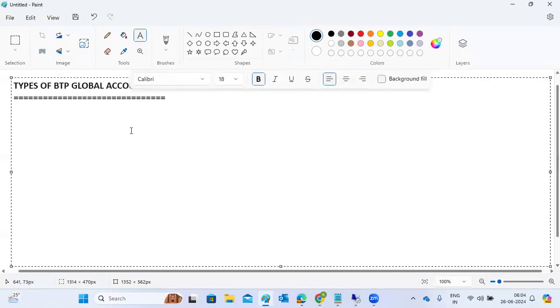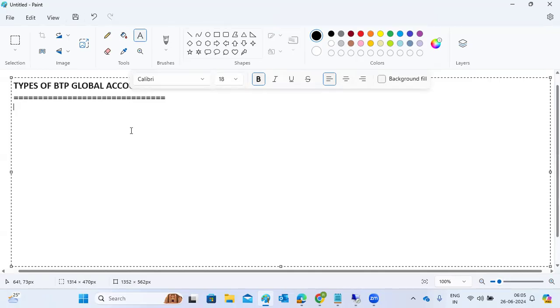In yesterday's class, we discussed the introduction: the history of BTP, what BTP is, the BTP cockpit, what the cockpit is used for, the list of services, and some introductory parts. Today, let's go a little bit into the basics, starting with the types of global accounts.